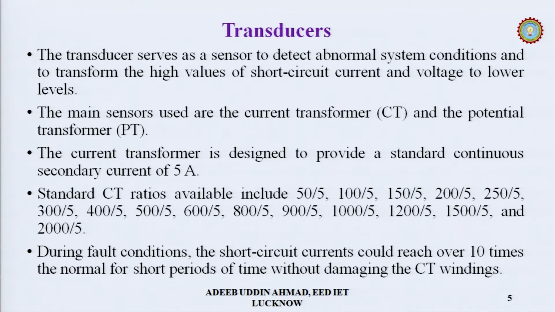Basically, a transducer is a device used to sense a physical quantity, and this physical quantity may be the voltage and the current. The main sensors used to sense these are the current transformer and the potential transformer. These are two fundamental pieces of equipment used for sensing, and these are the transducers in power system protection.